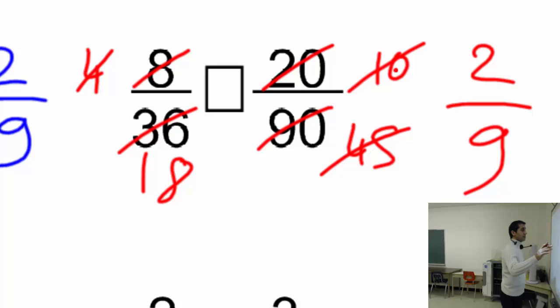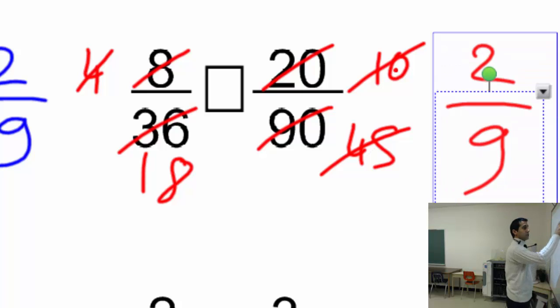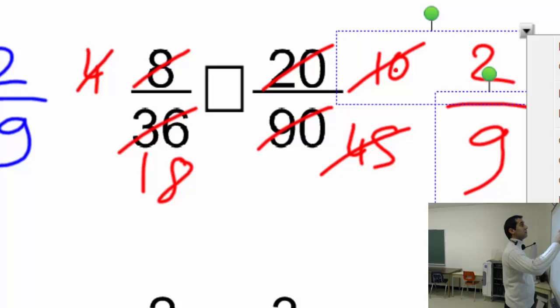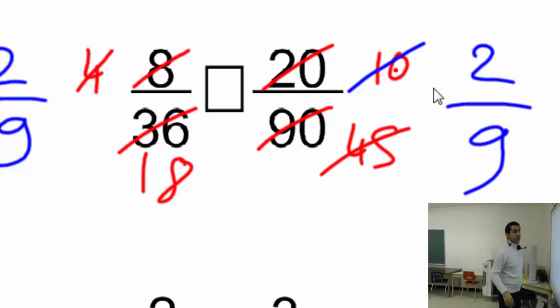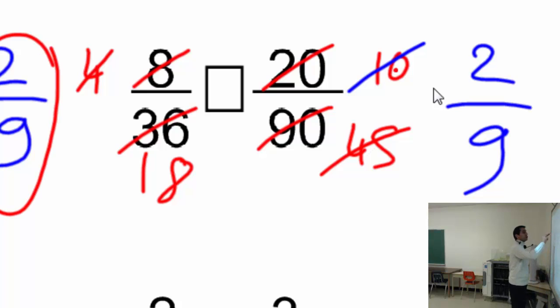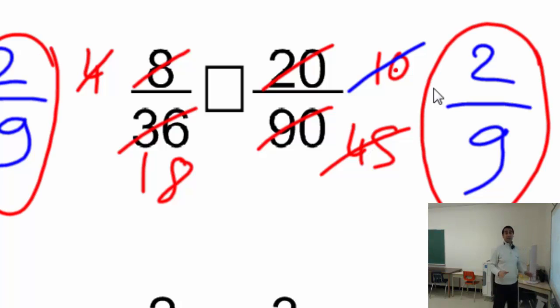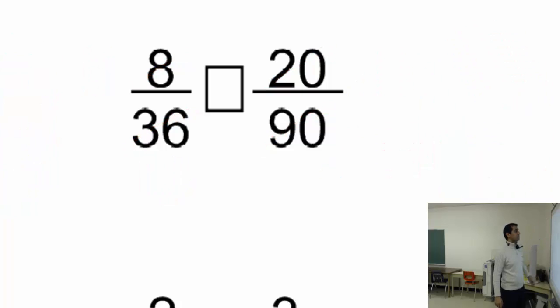So on the right, let's change that color to blue. On the right, I have 2 divided by 9. On the left, I also have 2 divided by 9. So these are the same fractions in different numbers, but they are equal. So I'm gonna clear everything I have done, and I'm simply gonna put the equation sign here. So 8 divided by 36 and 20 divided by 90, they are equal to each other.